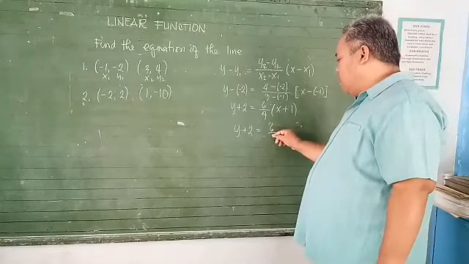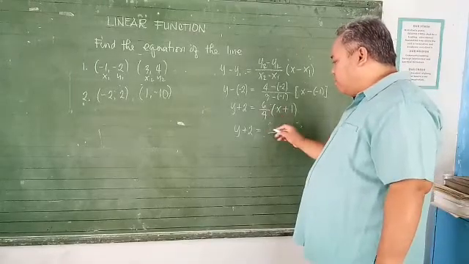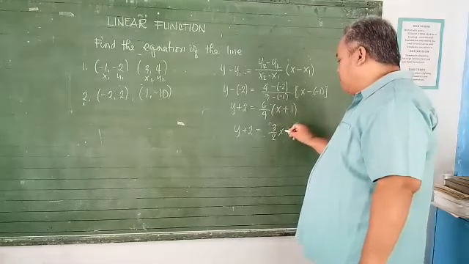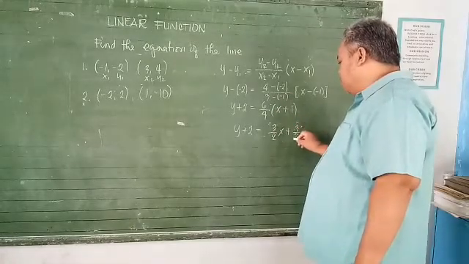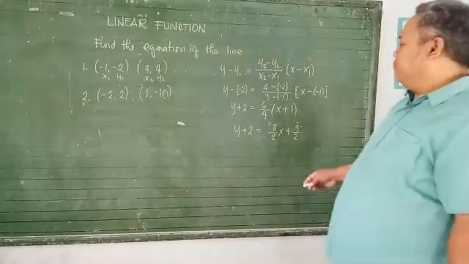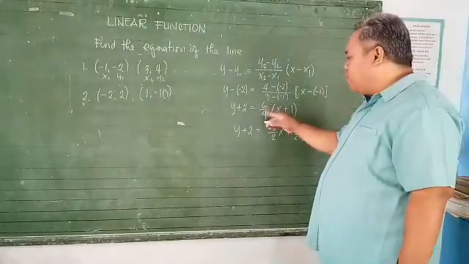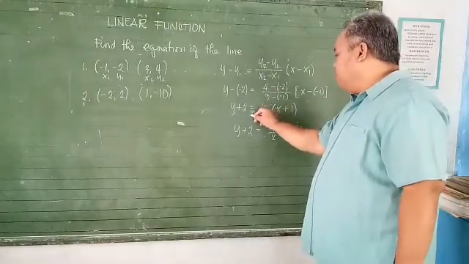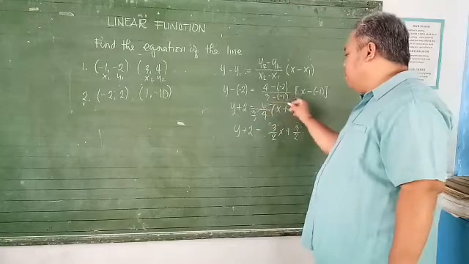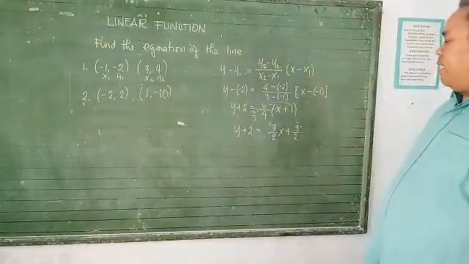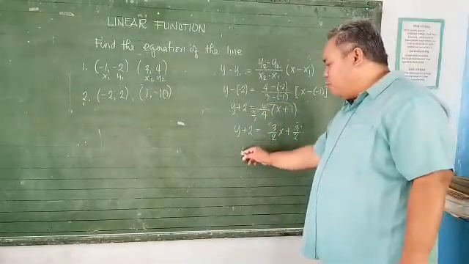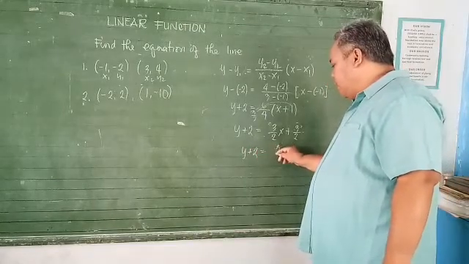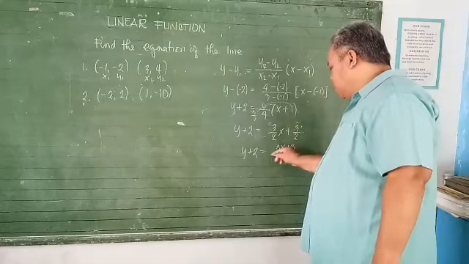6 over 4, so let's reduce it. This could be 3 over 2x, because you multiply it that way, plus 3 over 2. Why did it become like that? Because when you reduce this 6 over 4, it becomes 3 over 2, and you multiply it. And then you can combine it. So y plus 2 is equal to 3x plus 3 over 2.